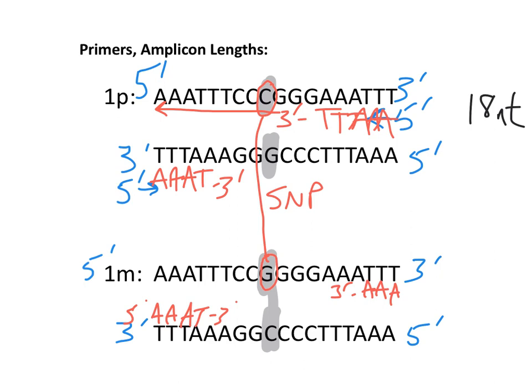18, 17. Let's see. So the 5' ends define the amount of DNA that's going to be copied. So they should both be the same length. Because there's no STR, there's no microsatellite, there's no difference in size between the 2 homologs, there's just a difference in one nucleotide. It's just a G on one homolog and a C on the other homolog. So no size difference this time. Both of these are going to be 18 nucleotides long.